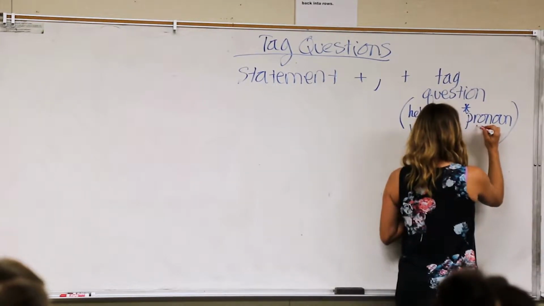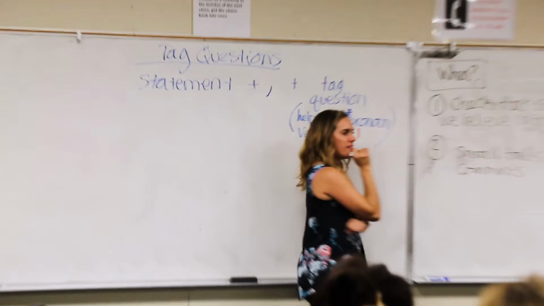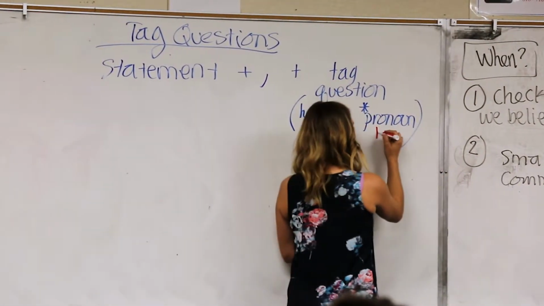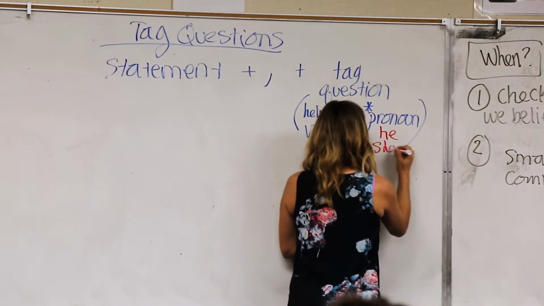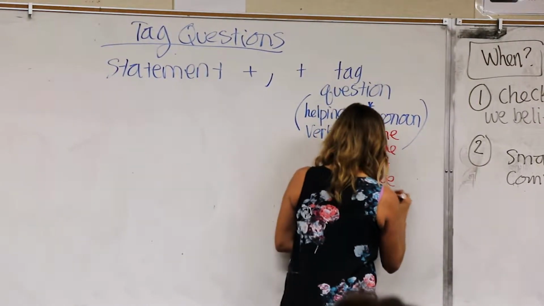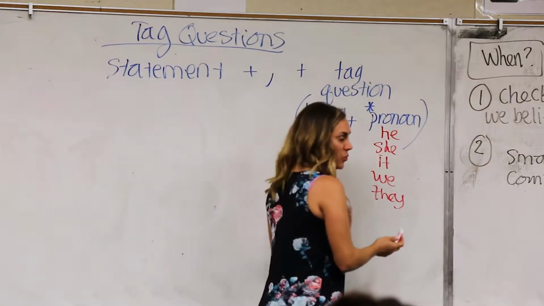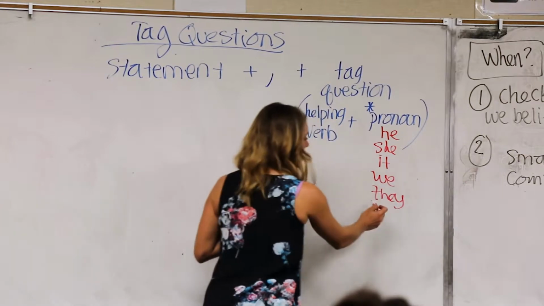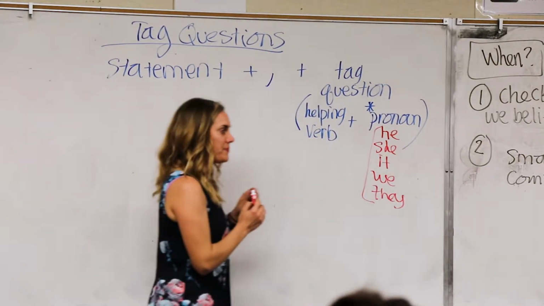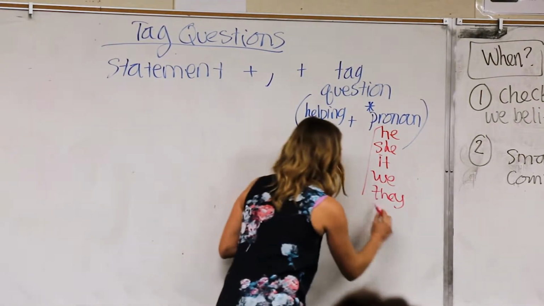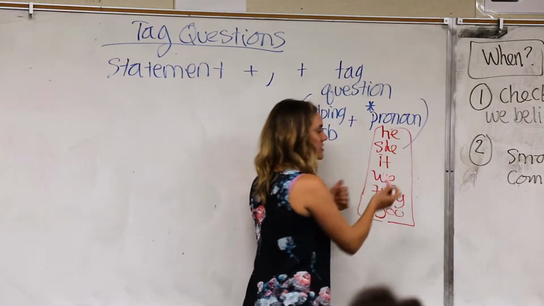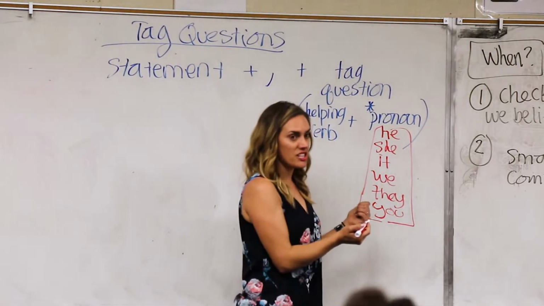Okay. Yes. I. Yes. Good. It's going to be the subject pronoun too. So he, she, it, we, they. We usually use these ones at the end. It's usually just these ones. And you. We don't usually use I. So use these pronouns. These are subject pronouns, not object, subject.